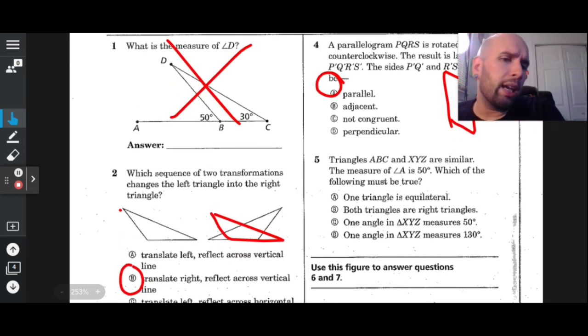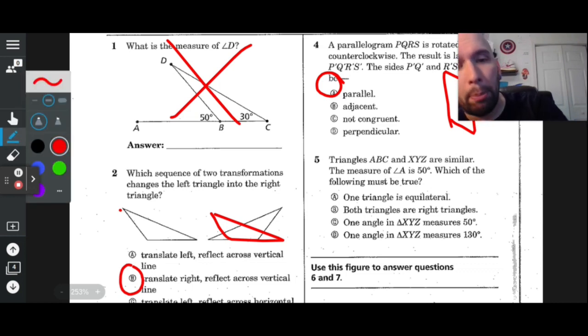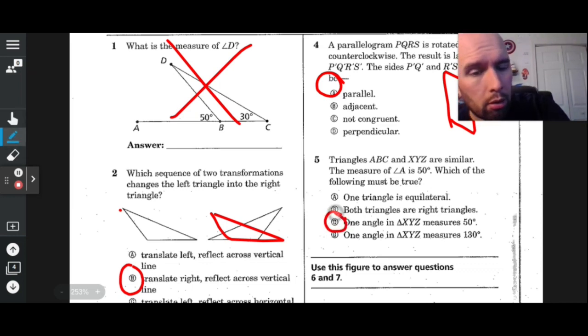Triangles ABC and XYZ are similar. The measure of A is 50 degrees. Which of the following must be true? Well, one angle and the other one must be 50 degrees. If they're similar, they're the same shape. So they're going to have the same exact angles. They're going to have different side measures, but the same exact angles. The answer must be C, because if this guy has an angle of 50, then that guy must have an angle of 50.